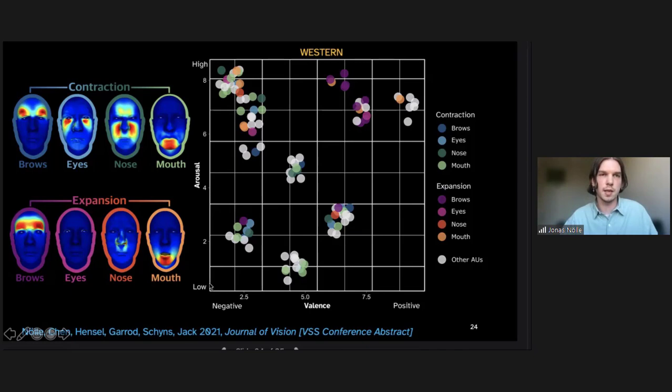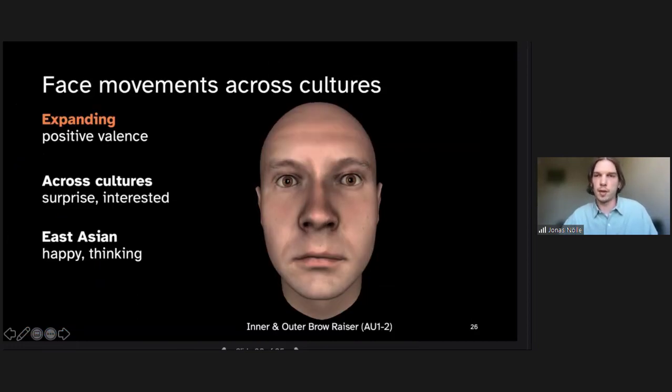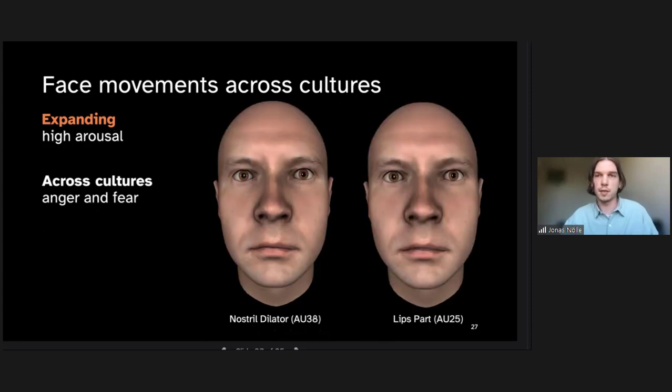And this is the y-axis. They are also involved in more high arousal messages, such as anger and fear. And this is also true for East Asian participants. And I'm going to give you some more concrete examples of what that looks like. So for example, for both cultures, action units related to expanding the brows were significantly related to positive messages, such as surprise and interested, and also happy and thinking in the East Asian participants. And in both cultures, several movements that expand the face, like dilating the nostrils or parting the lips, were also involved in high arousal messages, such as anger or fear.